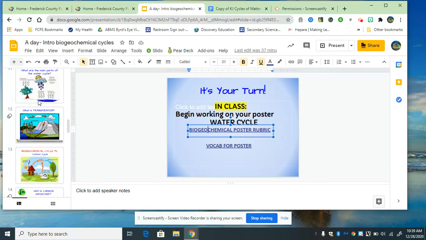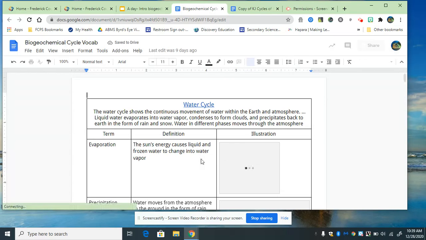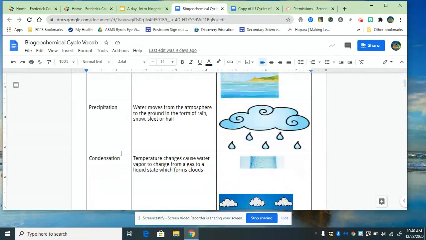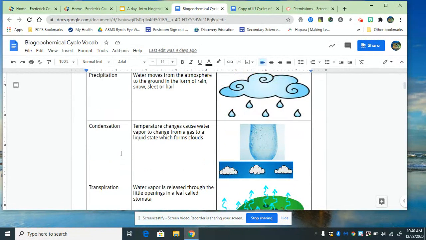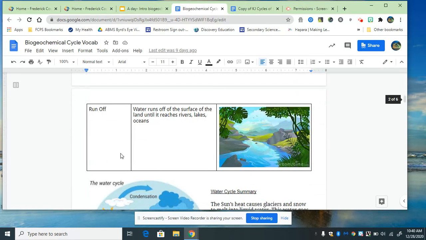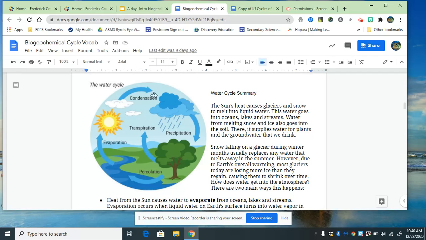And if you don't remember what the parts of the water cycle are, then you have vocabulary here. So we have all the definitions for you here: evaporation, precipitation, condensation, transpiration, and runoff. So make sure you have all of those on your poster, and this shows a pretty good way to start.